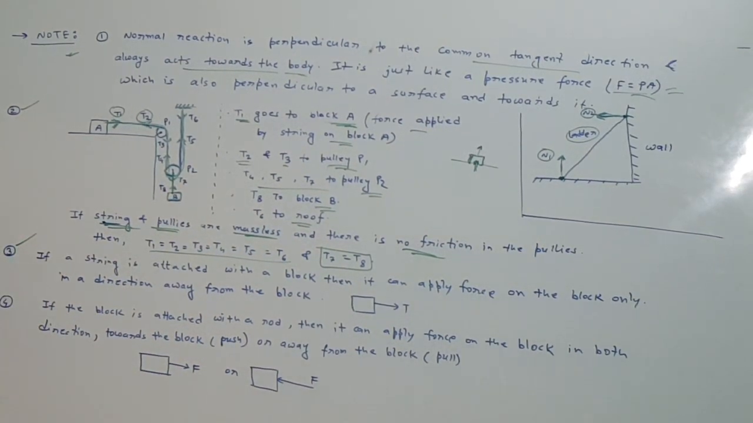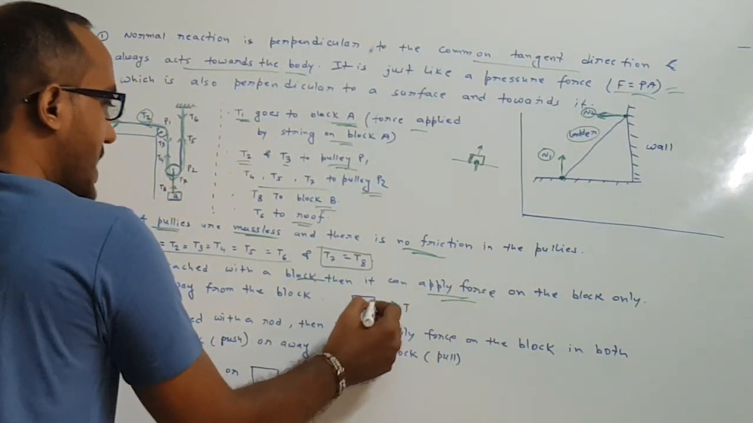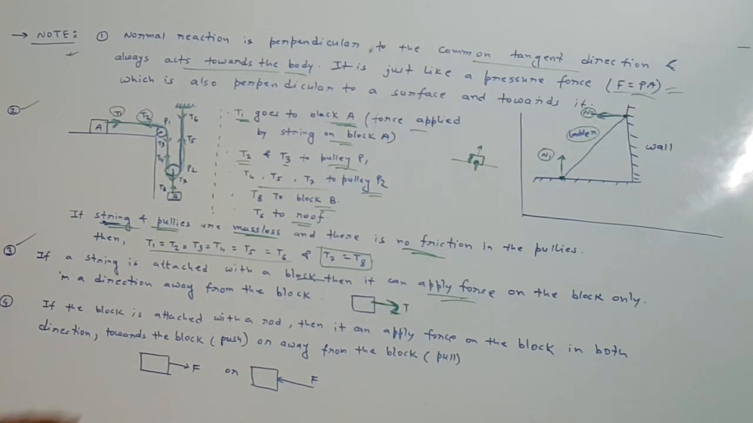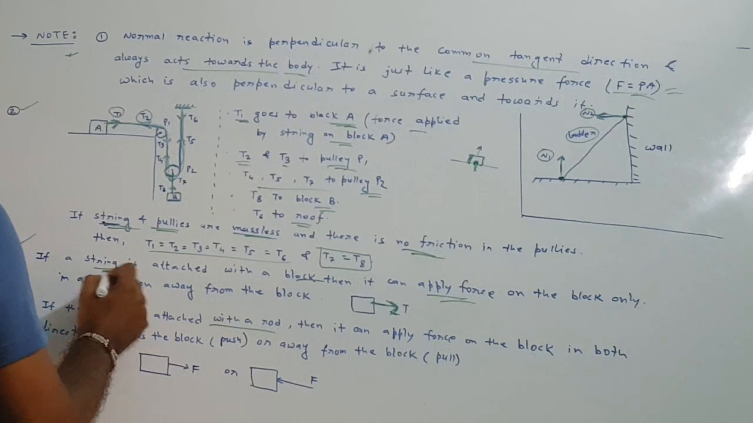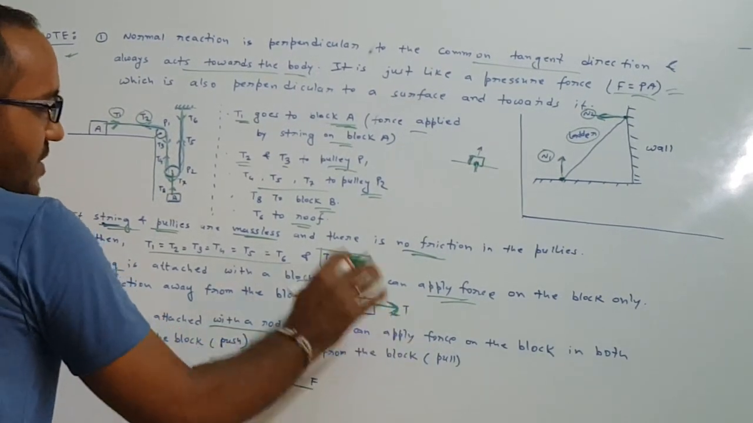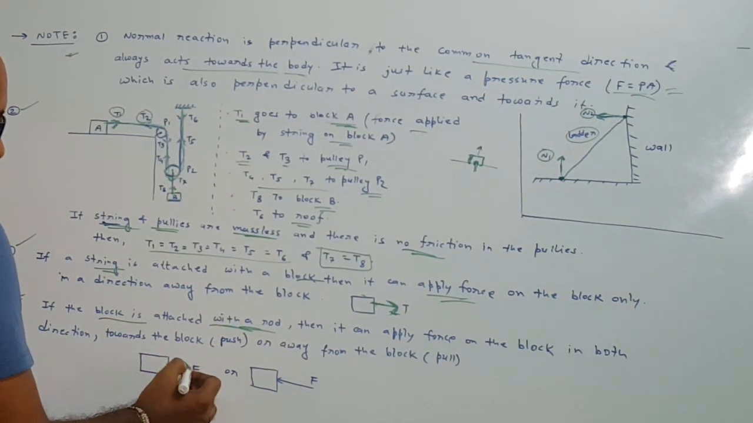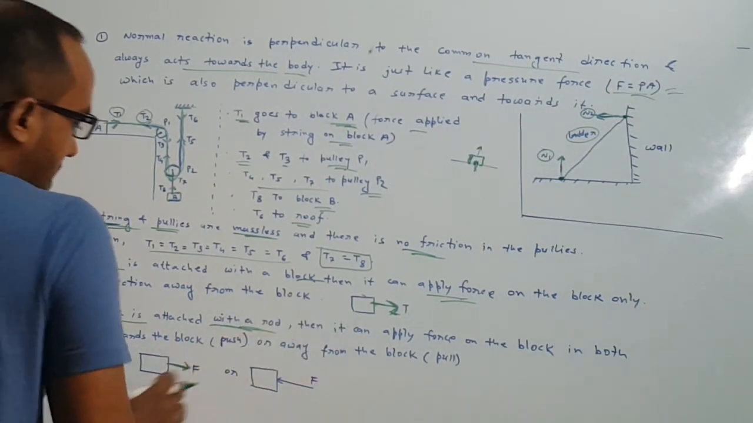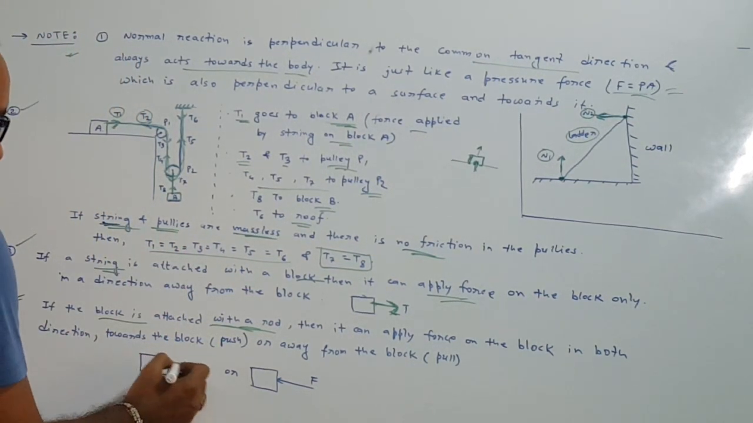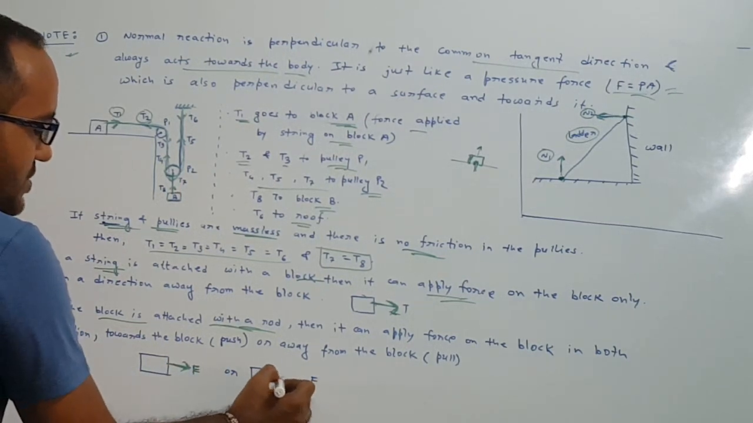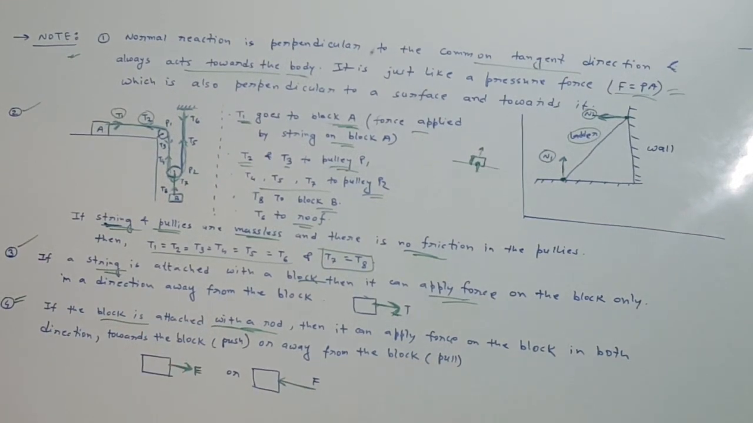Now let us see another note. If a string is attached with a block, then the force is away from the block. This tension will be away from the block. Remember this. But if the block is attached with a rod, it will have a push and pull force. So let us say this is a push force and this is a pull force. If we apply Newton's third law, this push and pull force will be equal. Now we will see FBD.